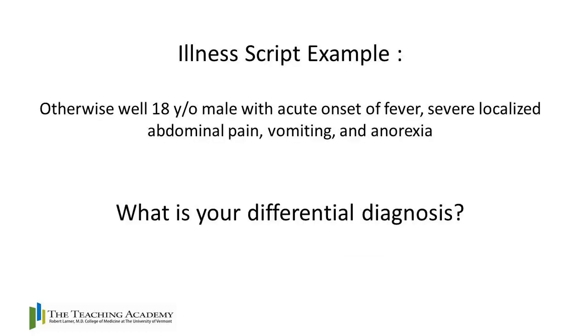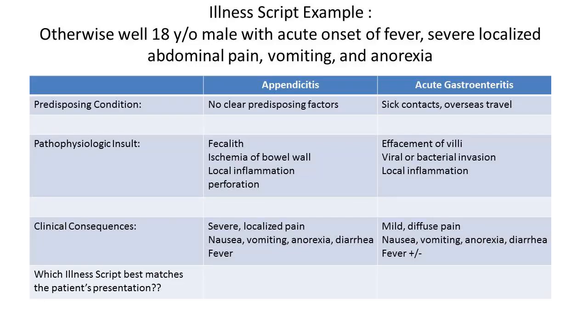To demonstrate an illness script, let's begin with a clinical scenario. We are presented with an otherwise well 18-year-old male with acute onset of fever, severe localized abdominal pain, vomiting, and anorexia. Consider now what would be on your differential diagnosis. You may have come up with acute appendicitis and acute gastroenteritis as possibilities.